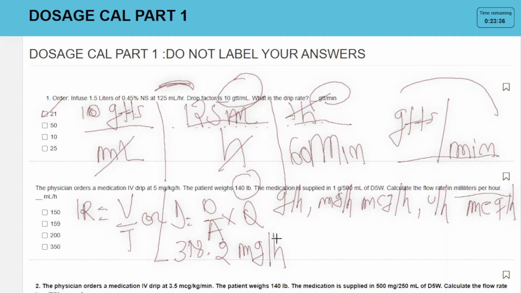per hour. But Mr. Z, what happened to the kilogram? When we convert 140 pound to kilogram and we multiply that, that right there means for every kilogram, we are giving only 5 milligram per hour. But this person does not weigh 1 kilogram. This person weighs 63 kilograms. So from that, you multiply 63 by 5, all right?